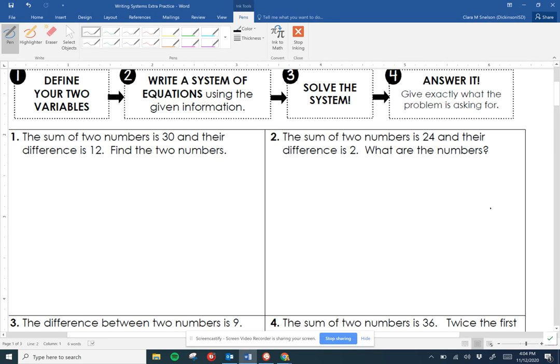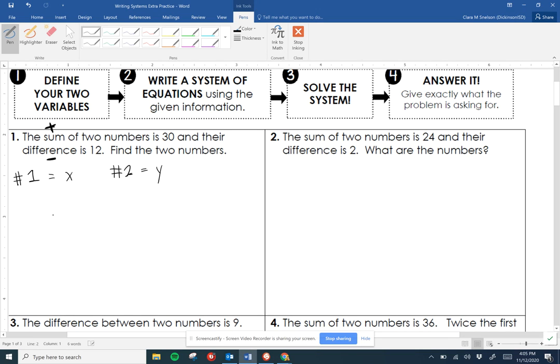Okay, so number one says the sum of two different numbers is 30. So sum means we are going to add. You need to think back to when you first learned about word problems and what each different operation is created by the words. So the two different numbers and their difference, which means minus, is 12. Find the two numbers. So let's say that our first number is going to be represented by X, and let's say that our second number is going to be represented by Y.